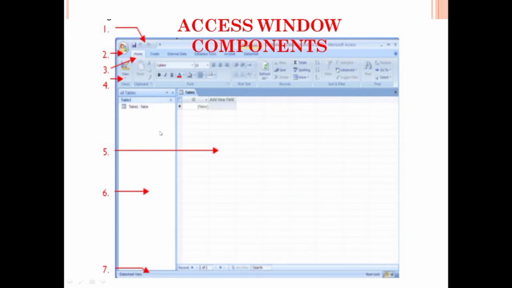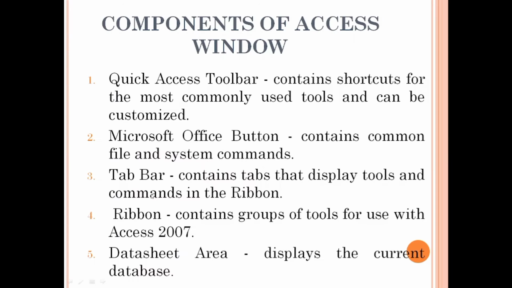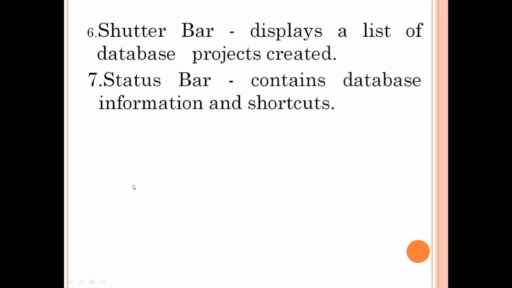Now what about the sixth one? This one is the sixth one. That sixth area is called the shutter bar. It displays a list of database projects that are to be created or that have been created. The next is the status bar.